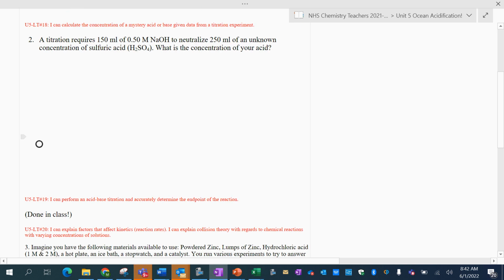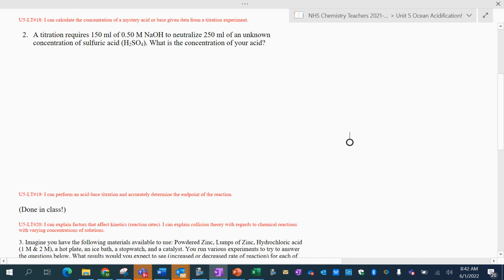Learning Target 18 says, I can calculate the concentration of a mystery acid or base given data from a titration experiment. So here we go. A titration requires 150 milliliters of 0.5 molar NaOH to neutralize 250 milliliters of an unknown concentration of sulfuric acid. What is the concentration of this acid?